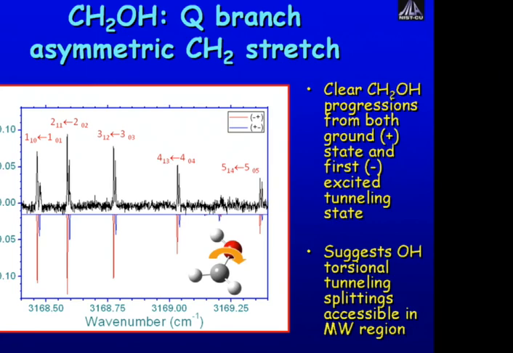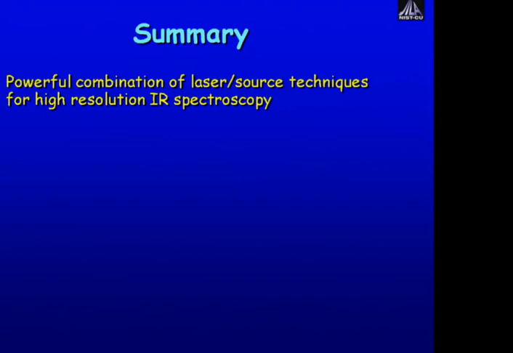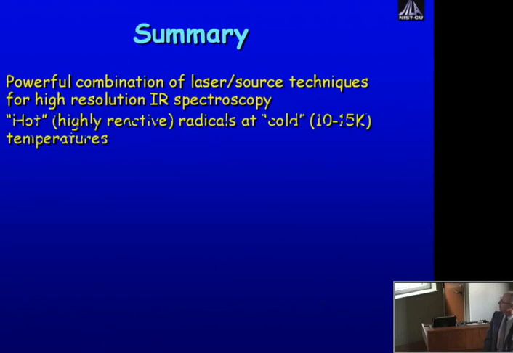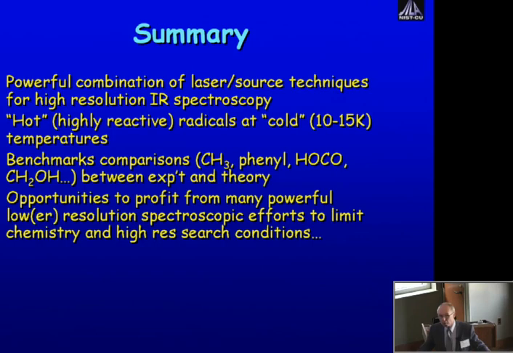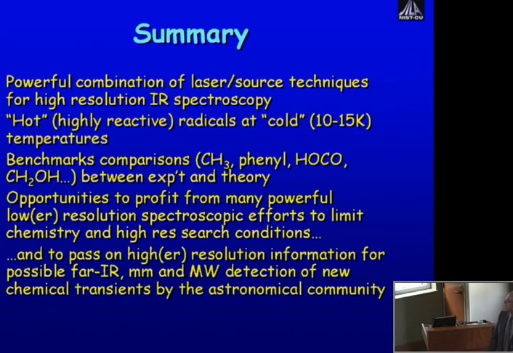Okay, so by way of summary, hopefully I've convinced you that the infrared is not such a bad place to work: you can get hot radicals at cold temperatures, benchmark comparisons, opportunities to profit from multiple spectroscopies as well as to help other spectroscopies for detection of transients in the astronomical community.